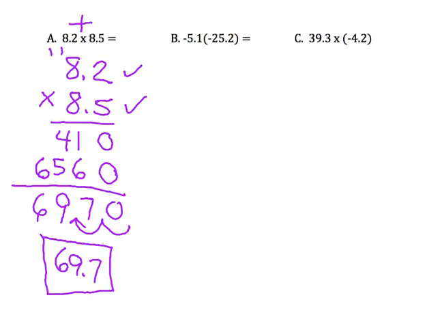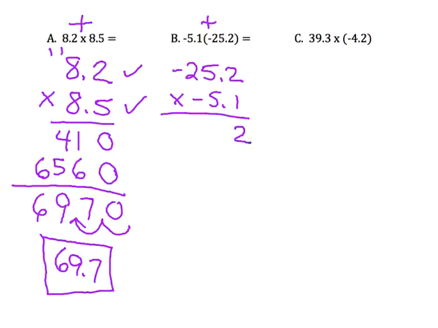I have 2 digits in negative 5.1, but I have 3 digits in 25.2. So I'm going to put the one with the larger number of digits on top. Just like that. I am multiplying a negative times a negative, so my answer is going to be positive. Same sign, positive. Okay, simply multiply.